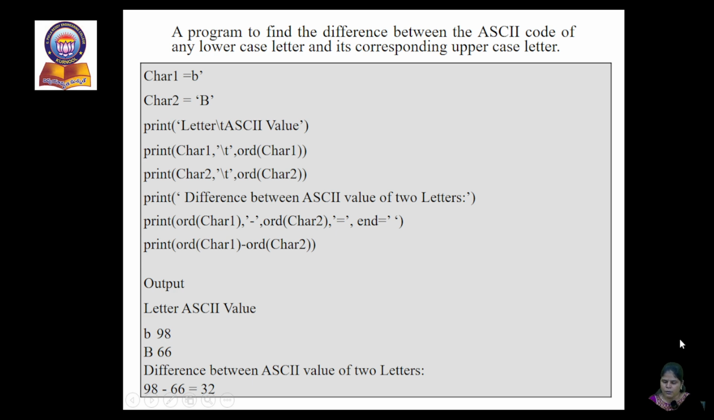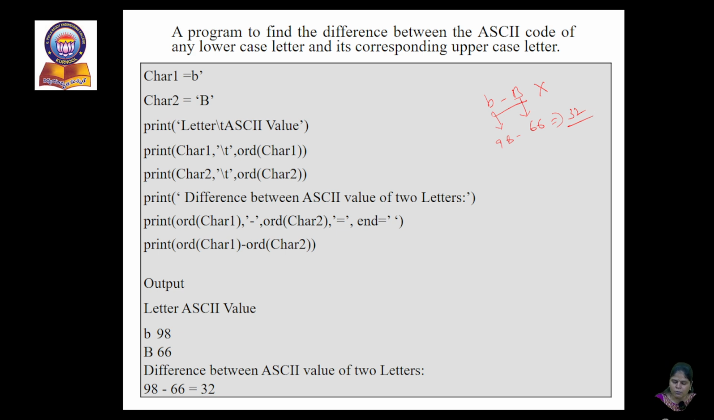And then a program to find the difference between the ASCII code of any lowercase letter and its corresponding uppercase letter. If you want to find the difference, char1 equal to b, char2 equal to B. I want to know the difference. So can you find the difference of characters? No, right? So internally the interpreter takes the ASCII values of capital B and small b, and it will subtract those two ASCII values. Small b is 98, capital B is 66. What will be the output now? 32. So it will print the output as 32.